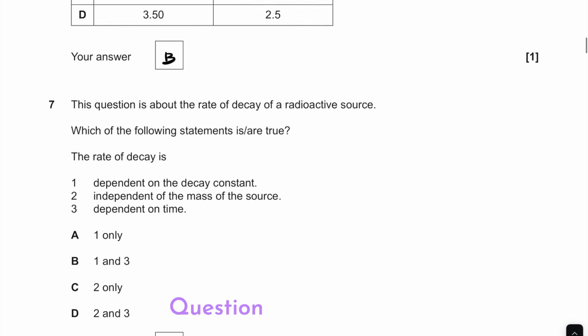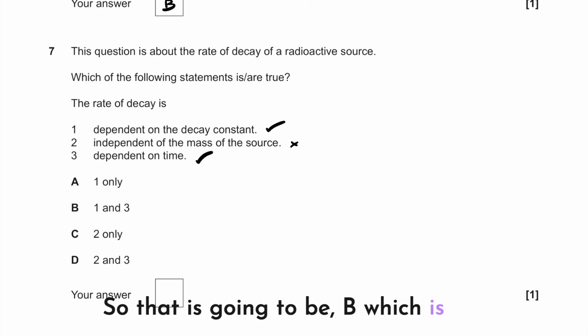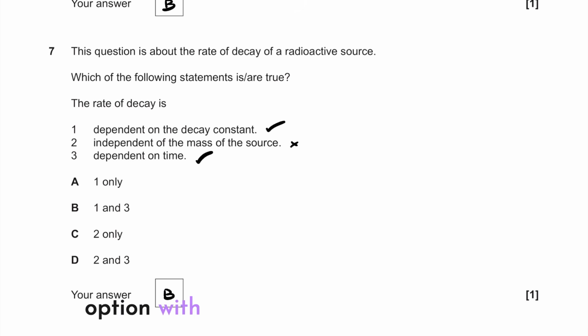Okay, question number 7. This is about the rate of decay of a radioactive source. The rate of decay is dependent on the rate constant. Yes, true. Independent of the mass of the source. Incorrect. Depends on the time, of course. So that is going to be B, which is the option, with 1 and 3 being correct.